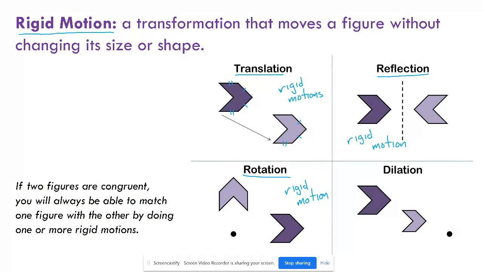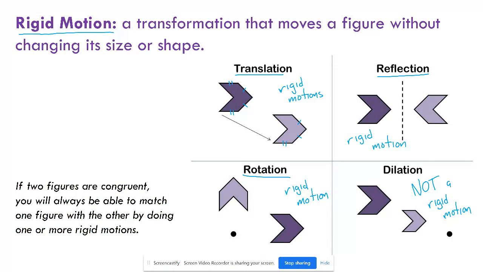The one that we did that's not a rigid motion is dilation. Because when you dilate something, yeah, you can change its location, its position, but you also change its size. So it's not a rigid motion. So of the 4 we did, 3 are rigid motions and 1 is not. So just keep in mind, if it's a rigid motion, the size won't change.